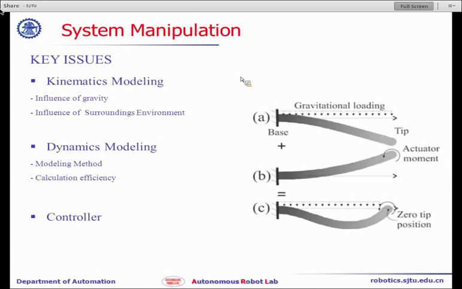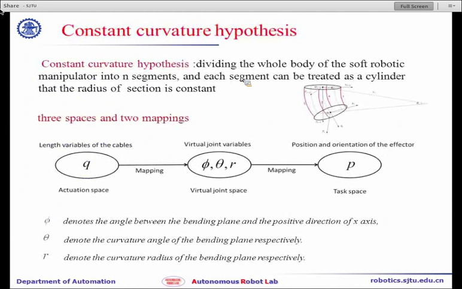So first we will model this robot arm. Basically, we have two methods. One is that you can use the kinematic-based method, so you have to have the kinematic modeling of this system. And also, if you try to consider the dynamic effect, then dynamic modeling is also very important. And then you have to design the controller. So in this part, I will first talk about the kinematic-based model.